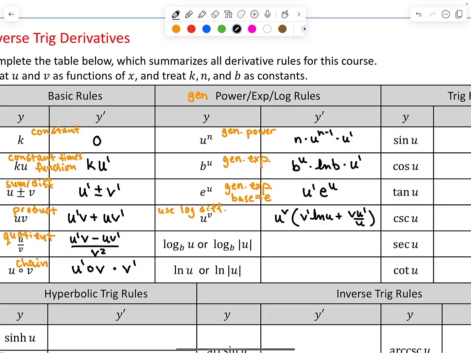You can either memorize this as a formula, or you can just remember how to do logarithmic differentiation every time you're faced with a function that's not constant raised to another non-constant function.